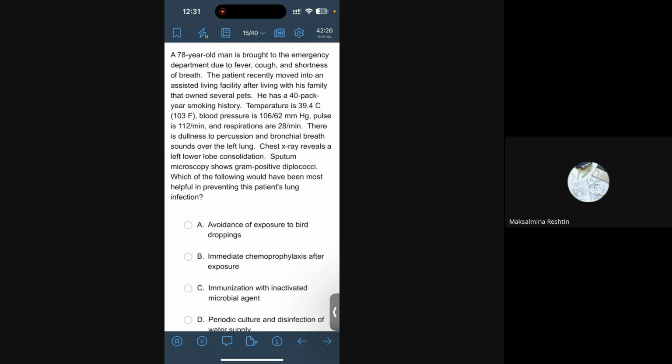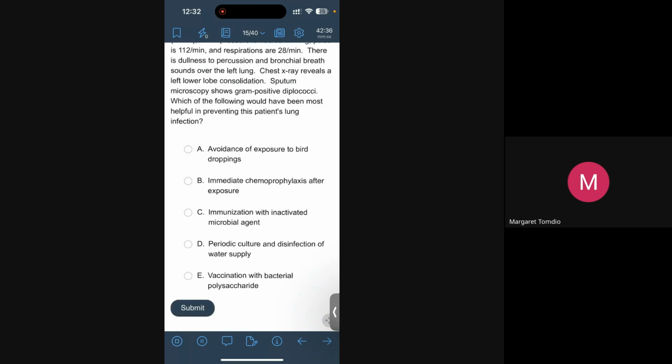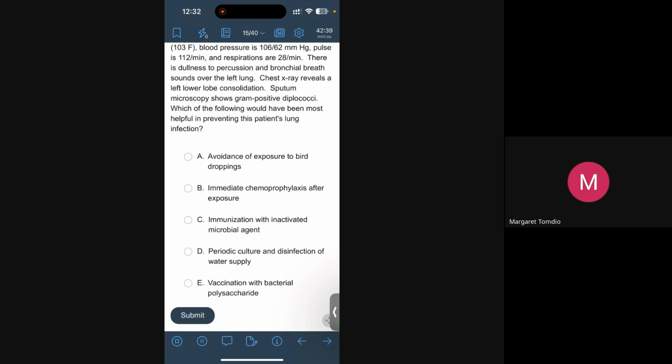Which is gram positive? Strep pneumoniae. Yes, number one cause. Okay, it is Strep pneumoniae. How can we prevent this patient's lung infection? Our patient is not suffering from hypersensitivity pneumonitis, right? Then option A cannot be the answer, because the diagnosis is not hypersensitivity pneumonitis.